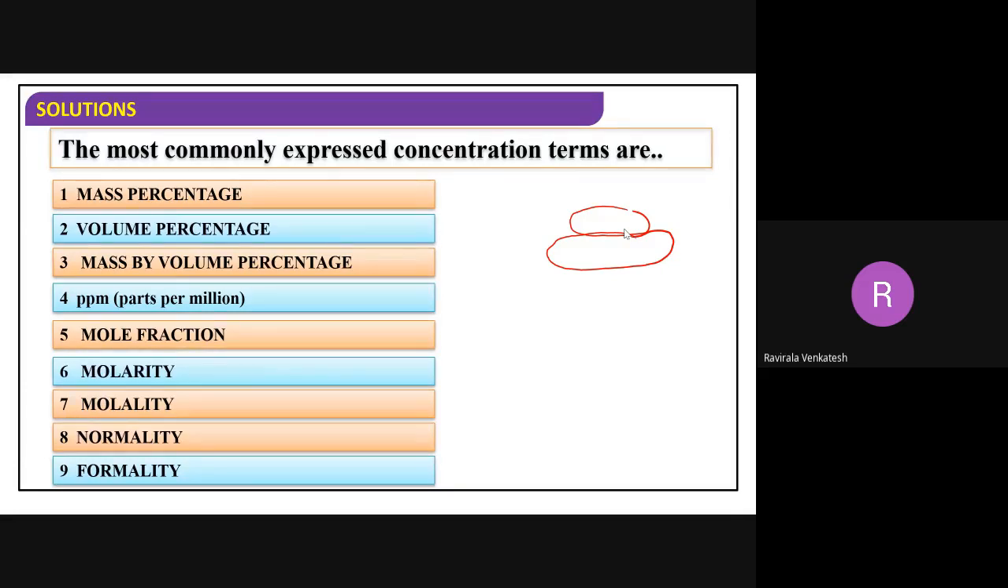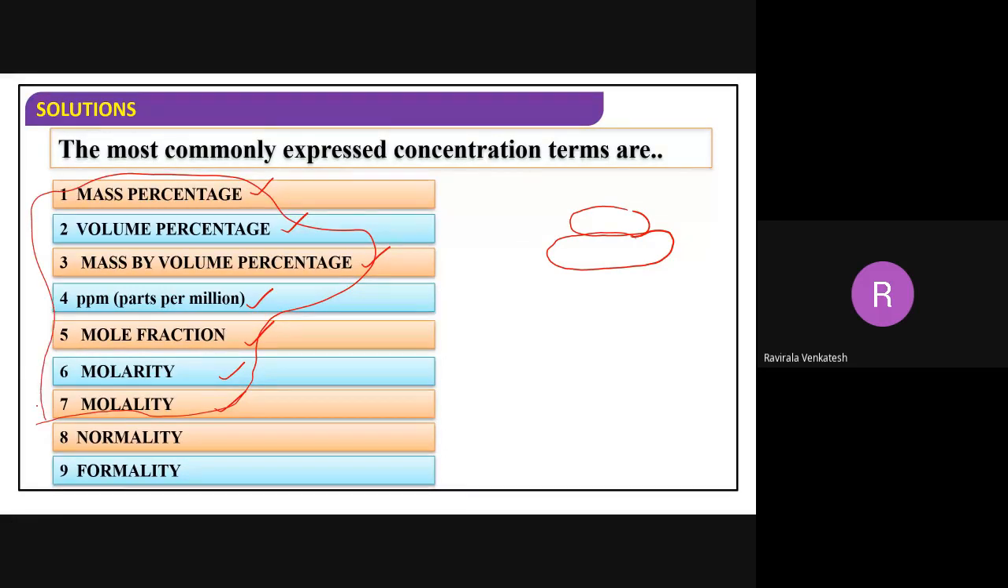In this, according to our syllabus, in the application part we will discuss mass percentage, volume percentage, mass by volume percentage, ppm, mole fraction, molarity, molality. Up to seven we discuss. And these topics I already taught you in the 11th class.